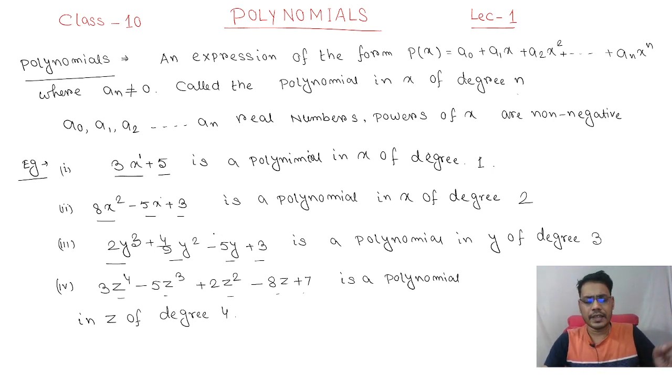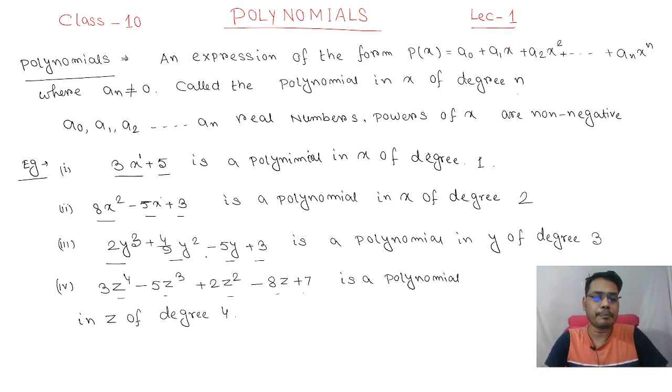Now for example, in 3x plus 5, where we find the degree, the power of x is 1. In the second example, 8x square minus 5x plus 3, you have to take the highest power, that is 2. Then in the third example, 2y cube minus 4 by 9 y square plus 3 minus 5y plus 3, it is also a polynomial because more than one term is called a polynomial.